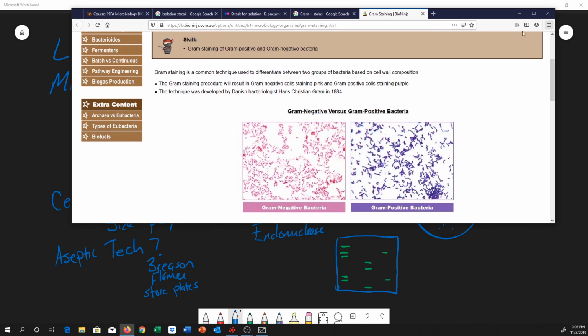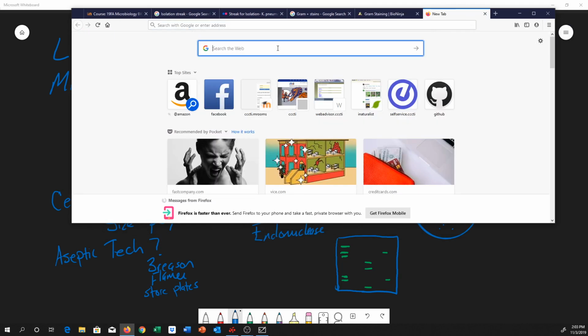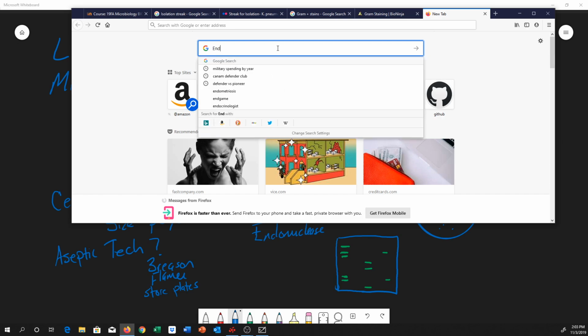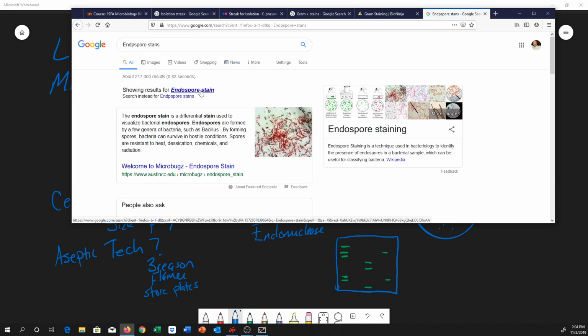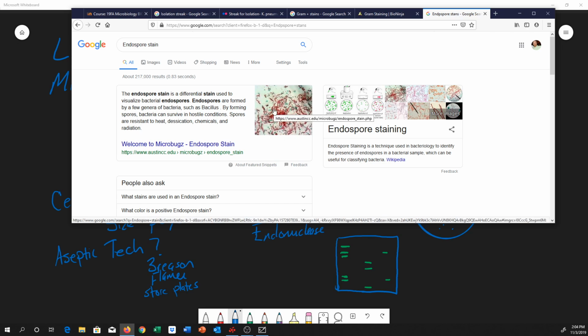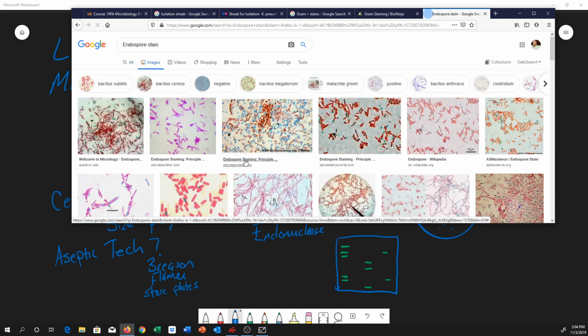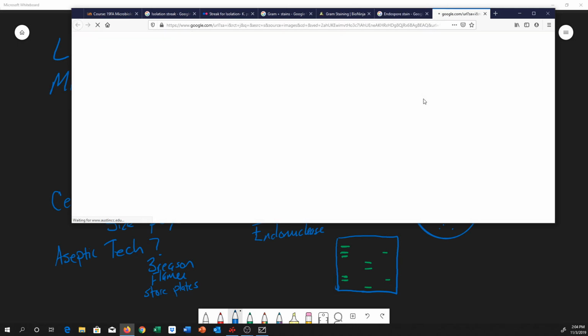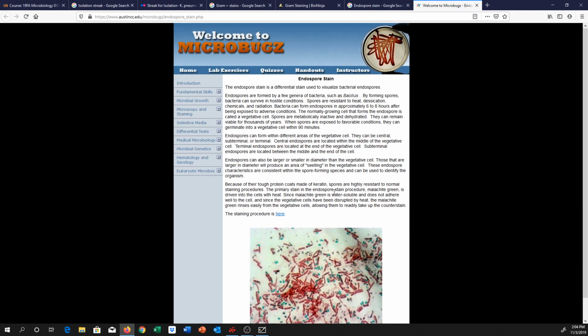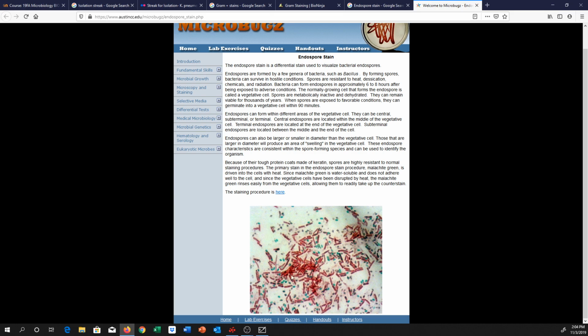Right. Oh, I could also do endospore. So let's say you saw this one maybe. Right, so is that positive or negative for endospores, and how do you know? That could be something else that I would show you picture-wise. I could just show you a picture.